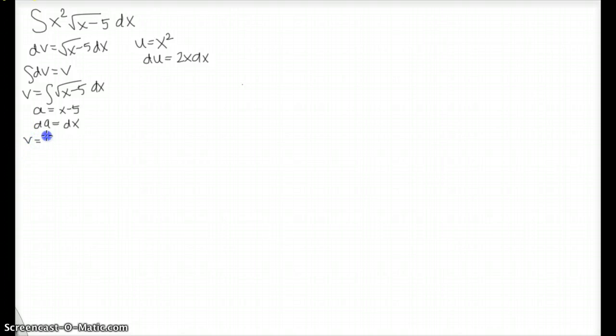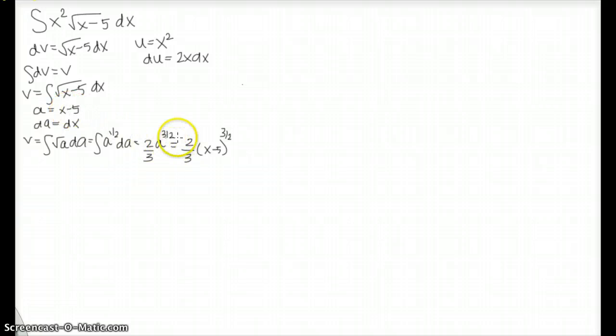So v is the integral of radical a dA, and we can rewrite that as a to the 1/2 dA. And then when we integrate this, all we're going to do is increase the exponent by 1, so it's going to become a to the 3/2, and we put a 2/3 out in front here. We're not going to put a plus c because we're just going to add that for our final answer at the very end, so we don't have to worry about the plus c until later. Okay, so right now we've identified our v. We want to go ahead and put this in terms of x. So we can make this x minus 5 to the 3/2, because remember a was equal to x minus 5 from up here.